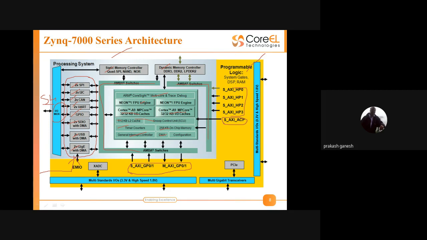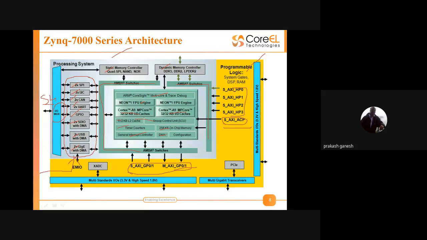You can ask me what the differences between these are. The general purpose ports are always 32-bit in nature, whether you go with master AXI or slave AXI. There are 4 in total, 2 masters and 2 slaves. And we have AXI high performance, which can be configured as 32-bit or 64-bit. It's under our control, and I can set it with the help of Vivado IP integrator.